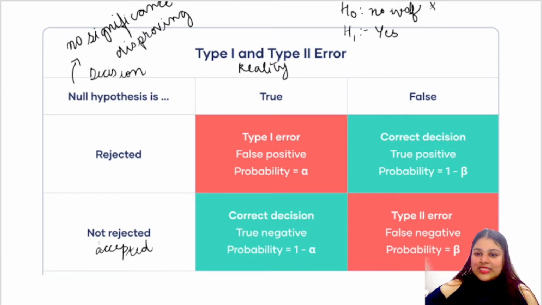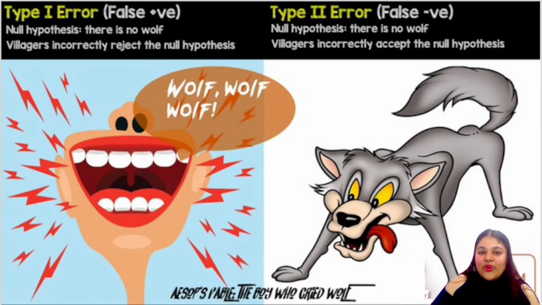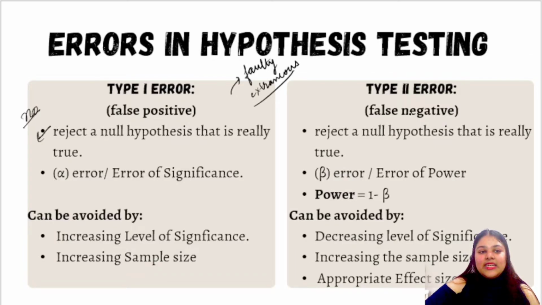So obviously it is more harmful. Type 2 error, not just in this example but in reality also, is more harmful than type 1 error.